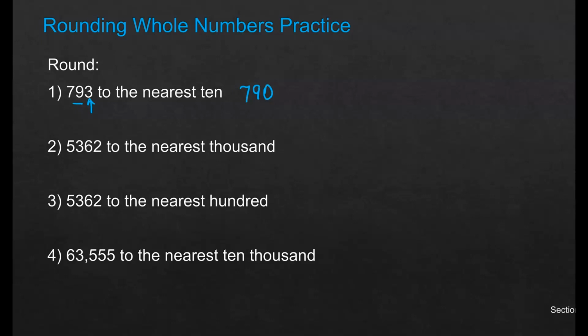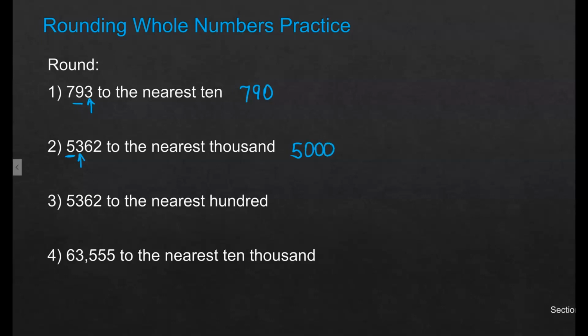On the next one, I'm going to round to the thousands place, so 5,362 to the nearest 1,000, and the 5 is in the thousands place. The 3 tells me, do I add 1 to the 5? Do I leave the 5 alone? And I don't do anything to the 5. I leave it as it is. So we're rounding to 5,000.